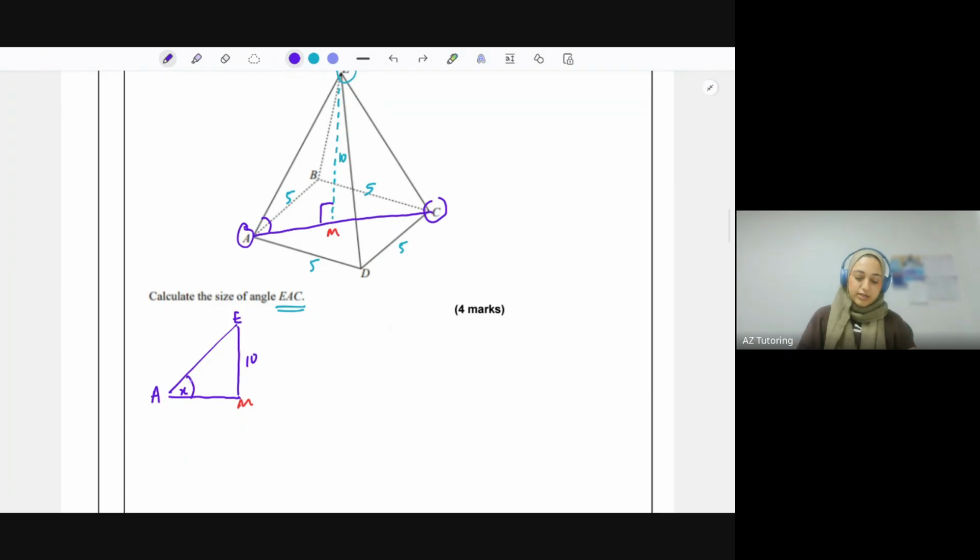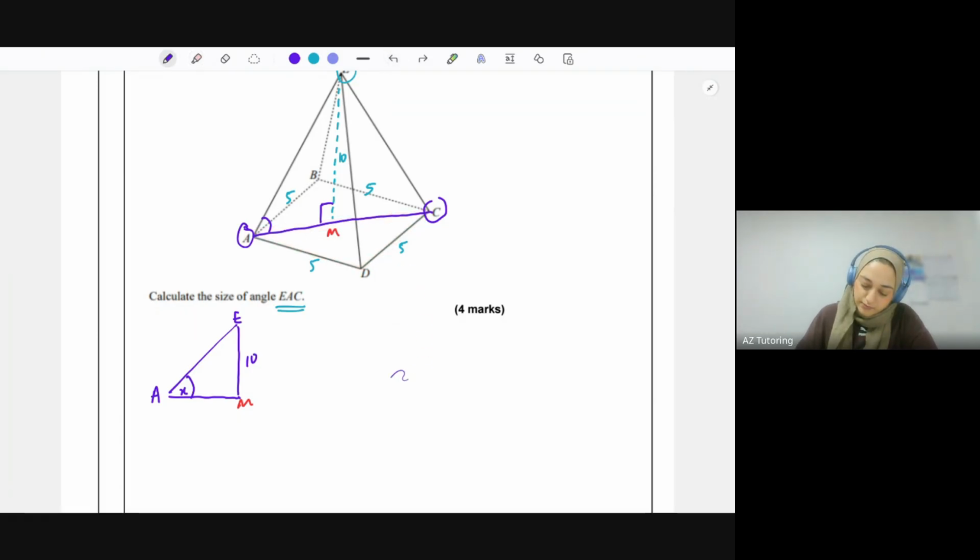But we can't find X without another length. We need another length if we want to use SOHCAHTOA. So we're going to have to use something else in order to find that length. And I can spot a triangle right here that's going to help me find the full length of AC. I can then divide it by 2 to find AM. So that's what I'm going to use.